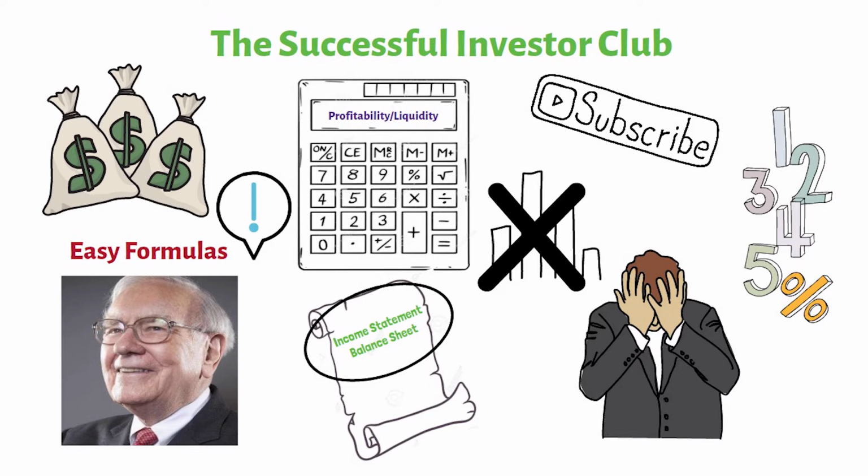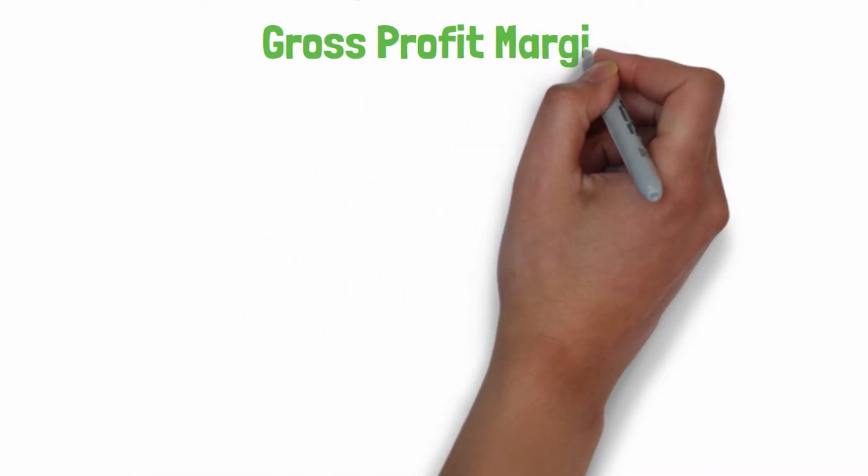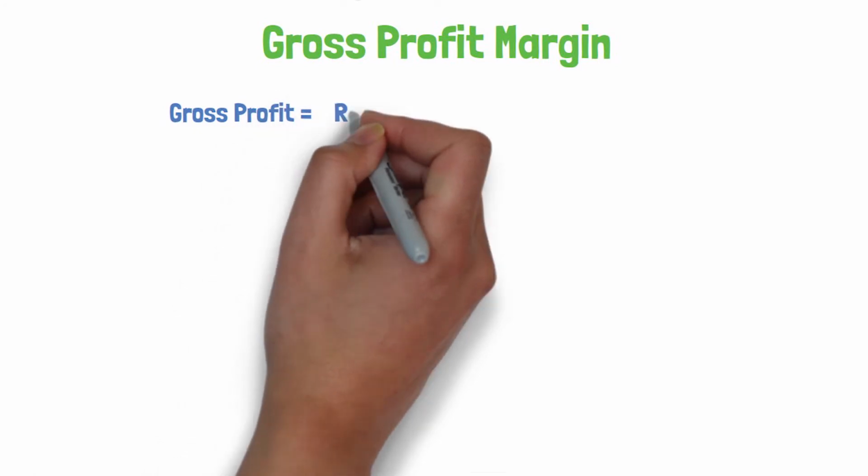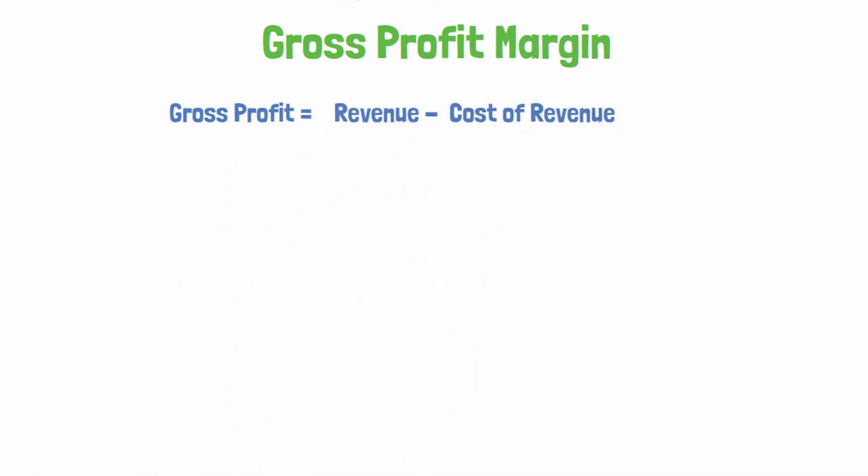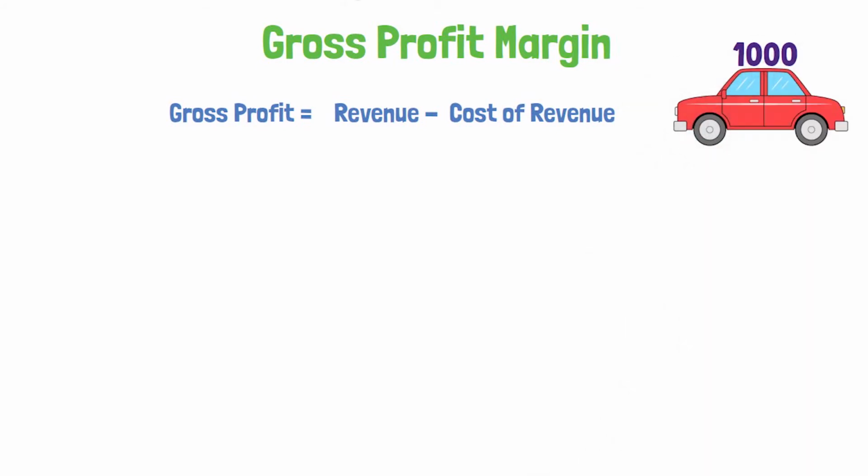Let's start the video by explaining what gross profit margin is. Gross profit is calculated by subtracting the cost of goods sold from the total revenue. For example, if you buy a car for $500 and sell it for $1,000, your revenue will be $1,000. However, your gross profit will be $500. It's gross profit because we haven't taken out the price of gas, taxes, etc.